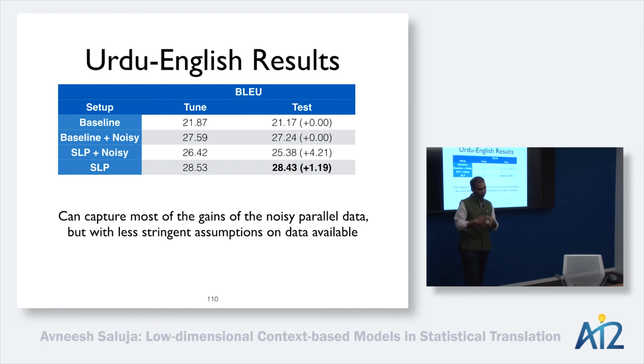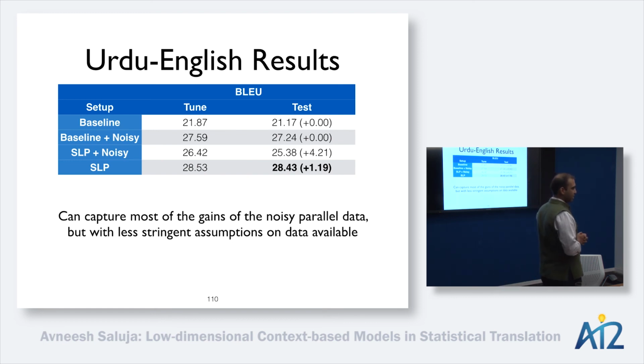Instead, if we took that data and spent a bunch of time cleaning it up and then threw it into the baseline, we got a better gain. But the interesting thing is we spent a lot of effort cleaning up the noisy data and throwing it into the baseline, whereas over here we didn't spend any of that effort at all and we got two thirds of the gains basically compared to this.